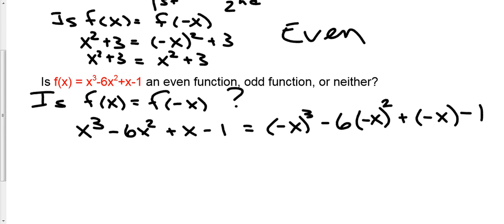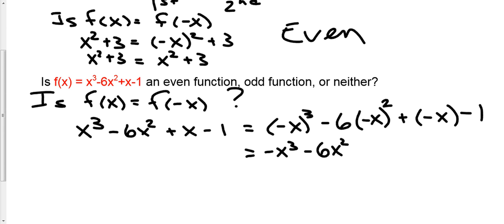I'm going to show you a shortcut to the odd test. Now, this says this. This can simplify. What is negative x quantity cubed? Negative x cubed, right? How about this? I got negative x squared. That's just x squared, right? Do I keep this guy? So that's minus 6x squared.